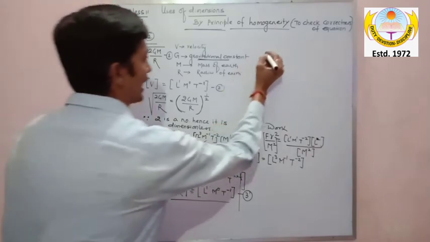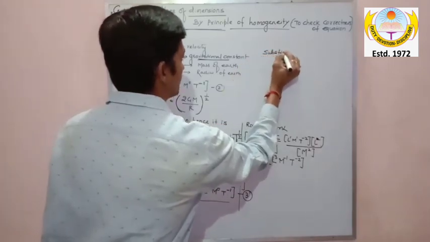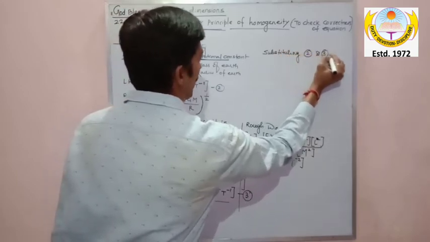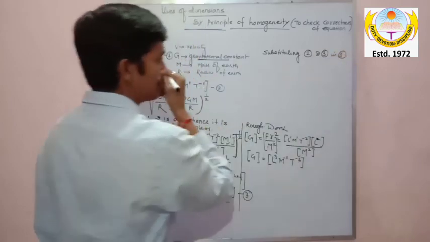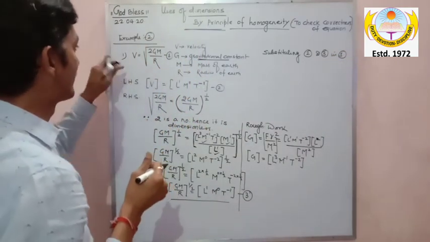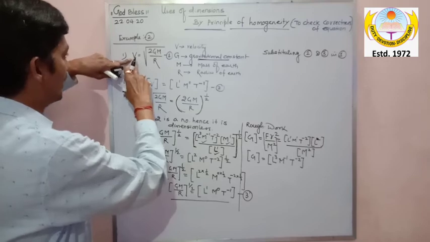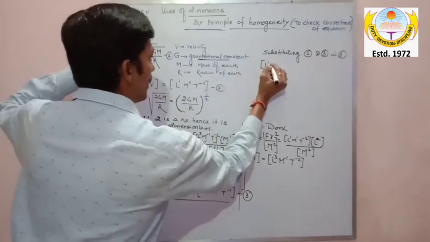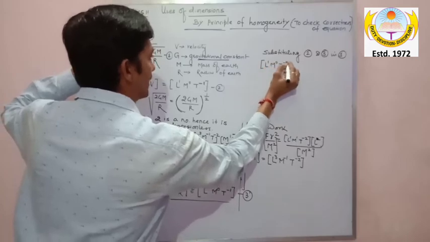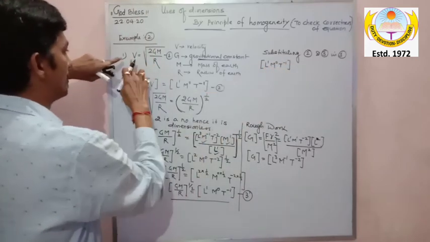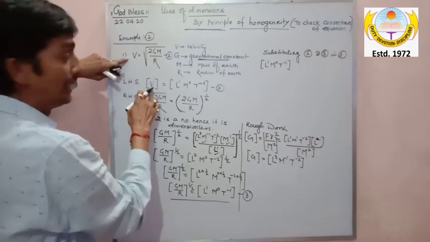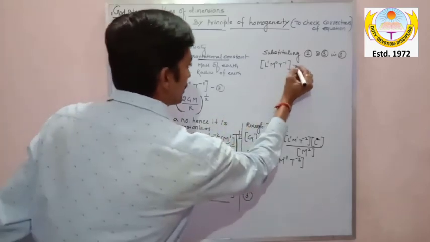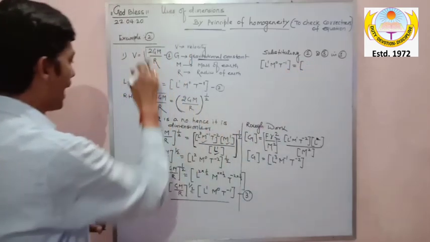So now, my dear, substituting 2 and 3 in 1. When I substitute 2 and 3 in 1, on the left-hand side of 1 is V, and the dimension of V is L1 M0 T minus 1. Equation 2 is substituted in 1 in place of V. Is equal to 2, which I already wrote here.